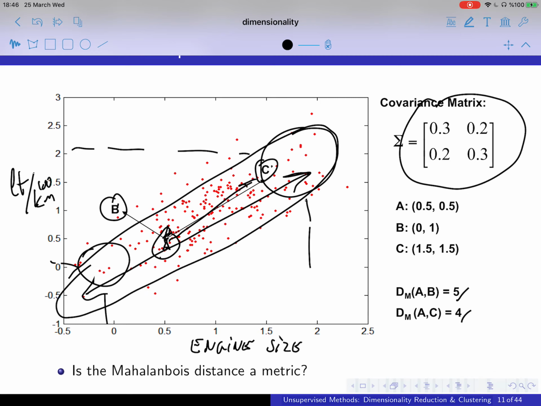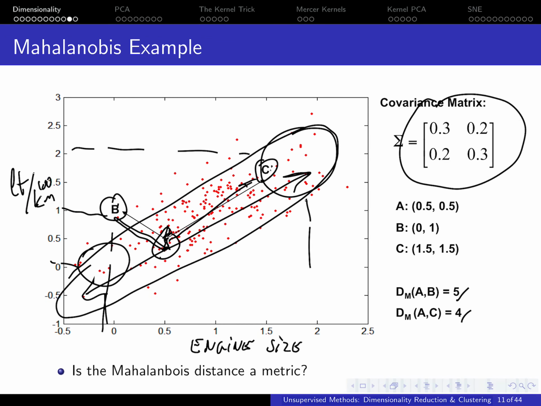So that's not very interesting. However, B is a smaller engine that consumes a lot more gas, a lot more petroleum. So the distance between A and B is more pronounced in the Mahalanobis distance than the distance between A and C is. So that was the idea. From there, if you remember, we talked about PCA, principal components analysis, which you can think of as generalized Mahalanobis, right?